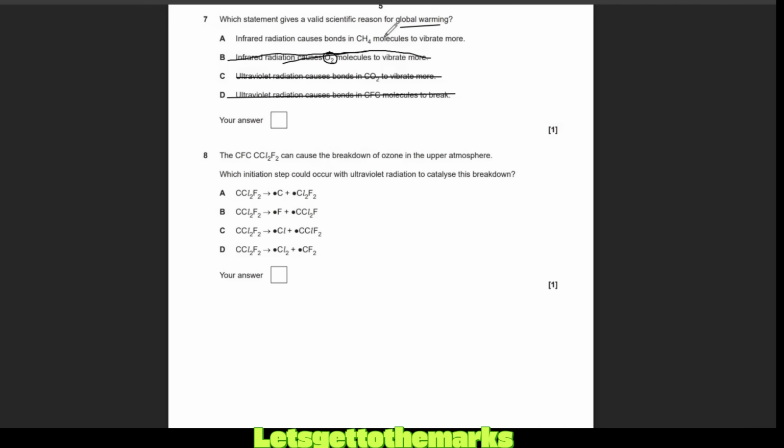The reason is that the specific wavelength of the infrared radiation causes the bonds in the CH4 to vibrate more. And that is what causes the global warming. So the answer is A.